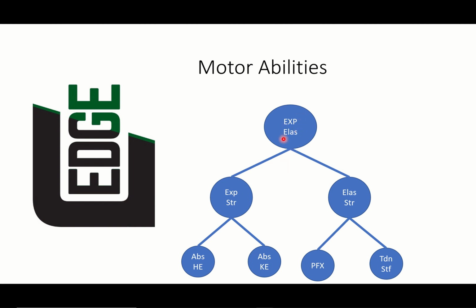Things that are highly dynamic and require elastic contributions. To get there, we have to recognize the development of motor abilities. So we have absolute hip extensor strength, absolute knee extensor strength. That helps develop explosive strength. Plantar flexor strength and tendon stiffness help develop elastic strength. Together, explosive strength and elastic strength help develop explosive elastic strength.